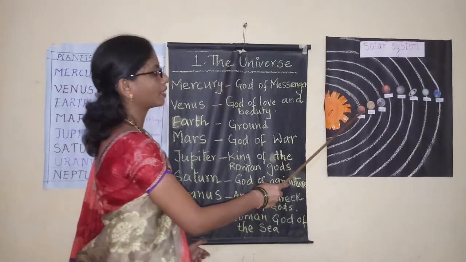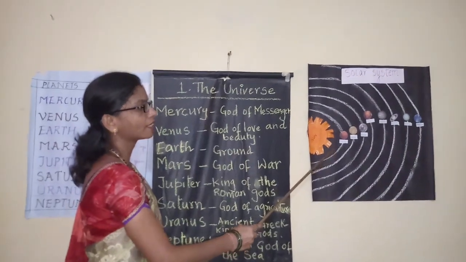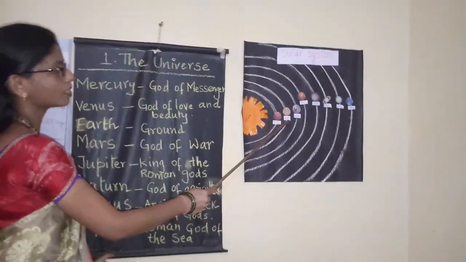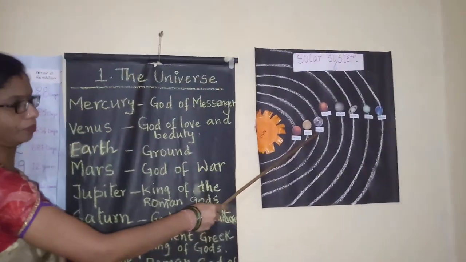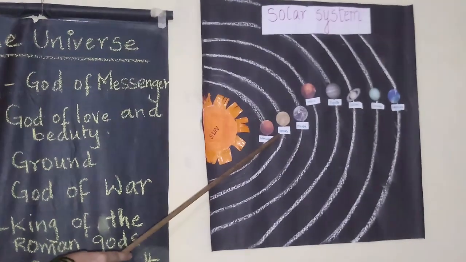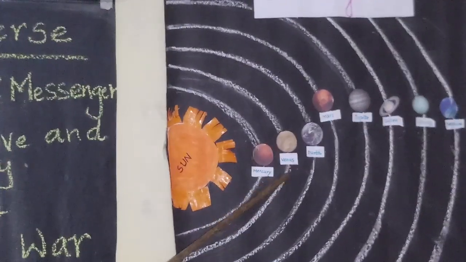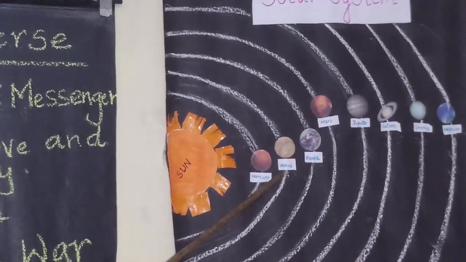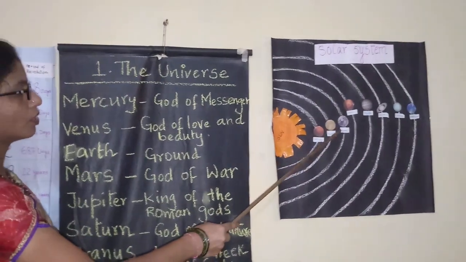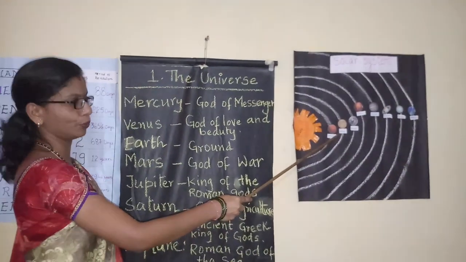The second planet is Venus. Venus is the second planet in the solar system and it is the neighbor of the Earth. And this Venus is also known as the morning star or evening star because it is the brightest planet. It is named after the Roman god of love and beauty.